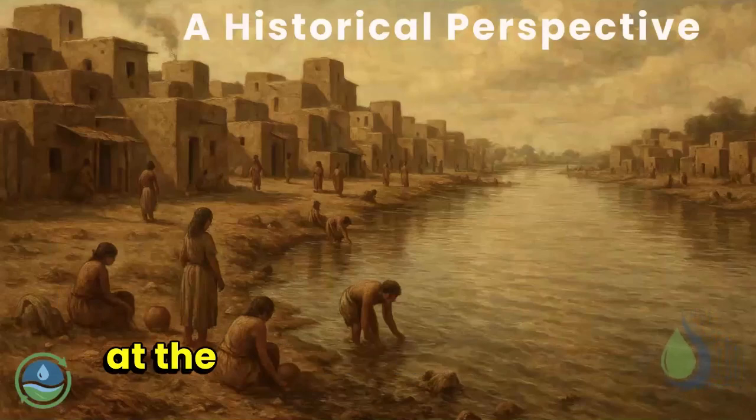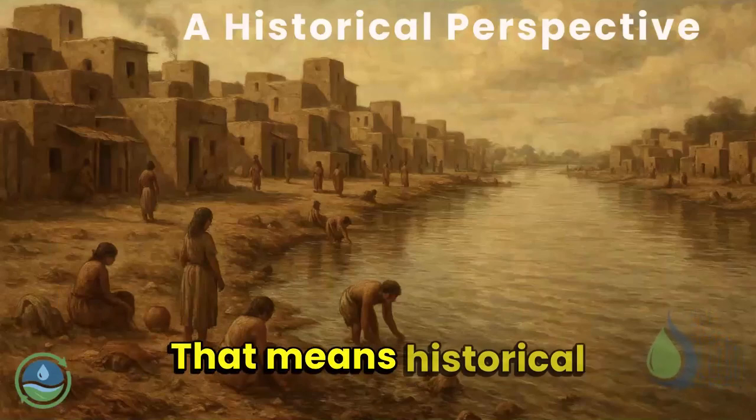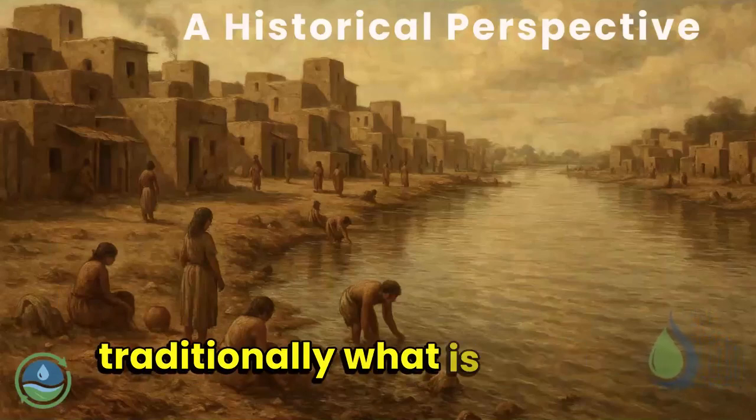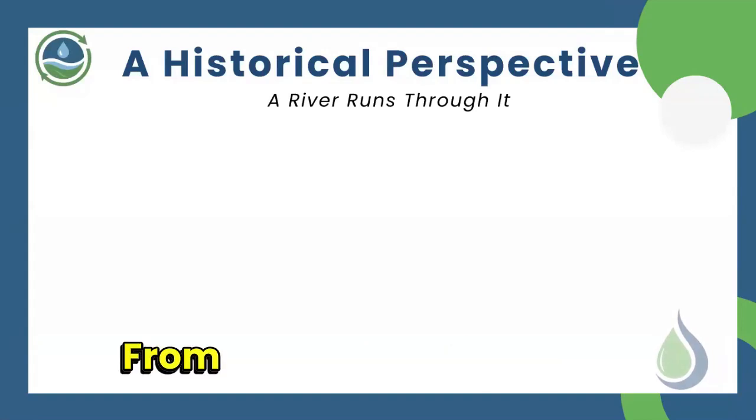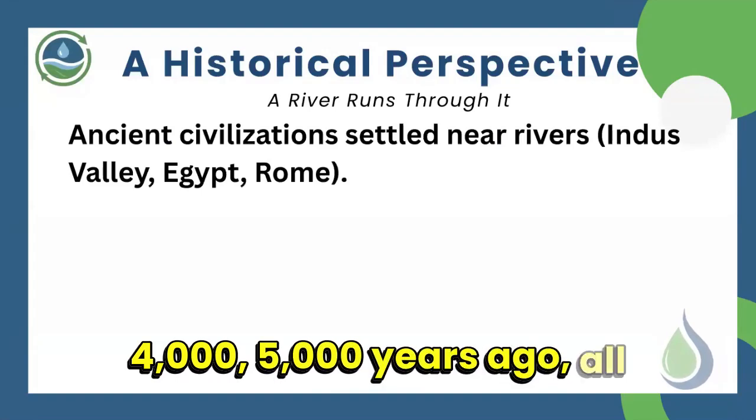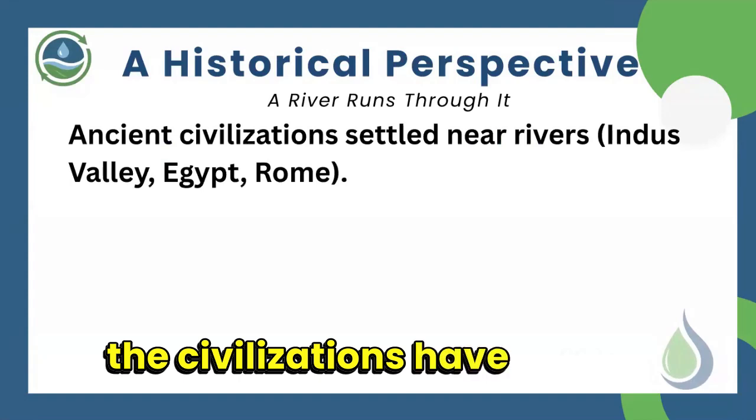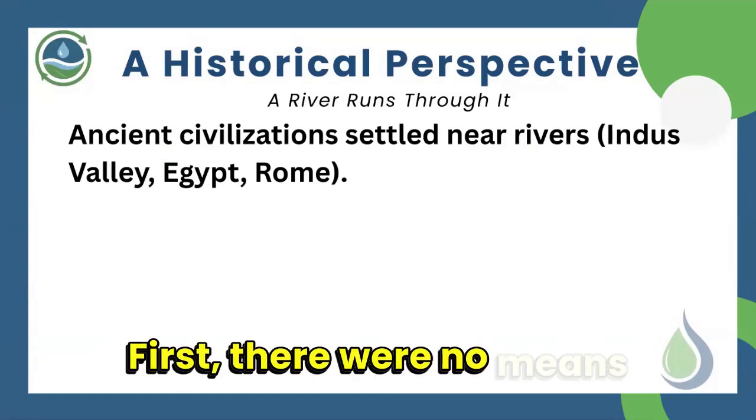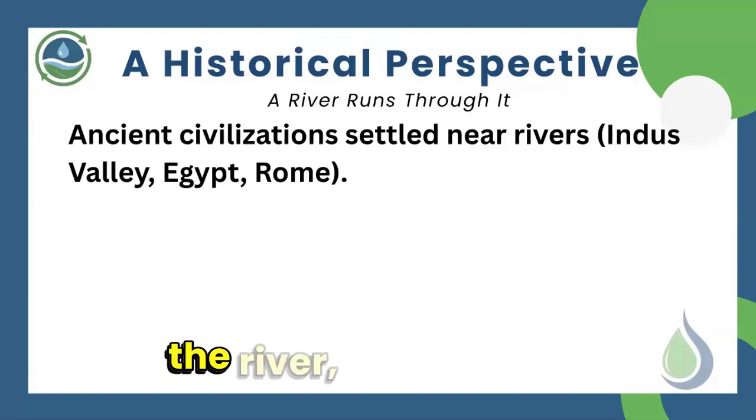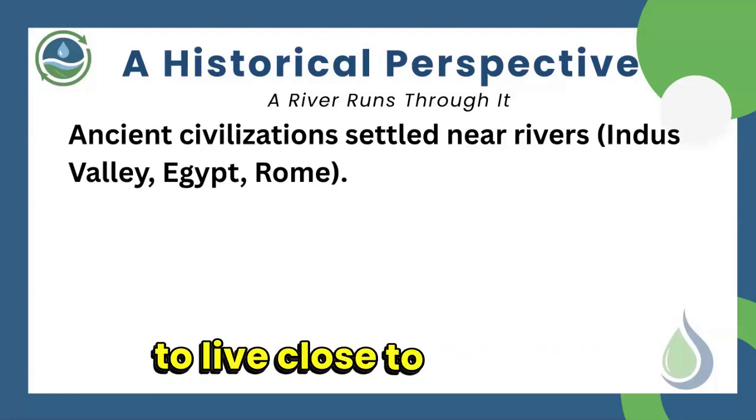Let us look at the historical perspective. That means, traditionally, what is sewage. If you look at all our civilizations, right from Harappa, Mohenjo-daro and Egyptian civilization 4,000, 5,000 years ago, all the civilizations have settled next to a river, right? Why was it? First, there were no means of getting the water from the river, so they had to live close to the river.